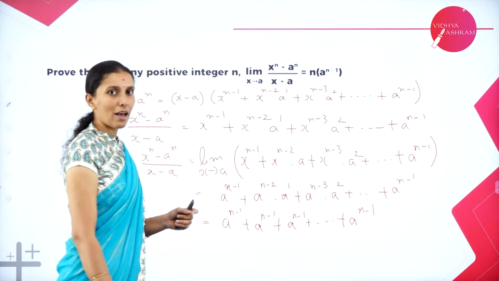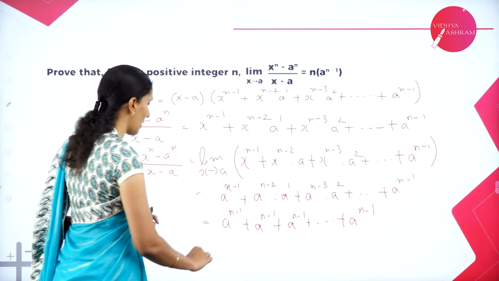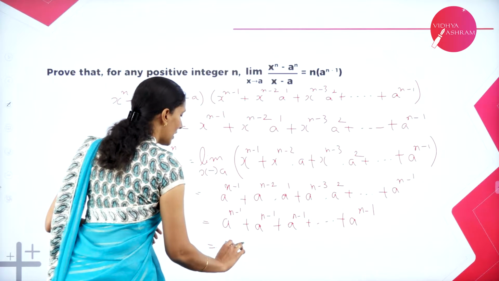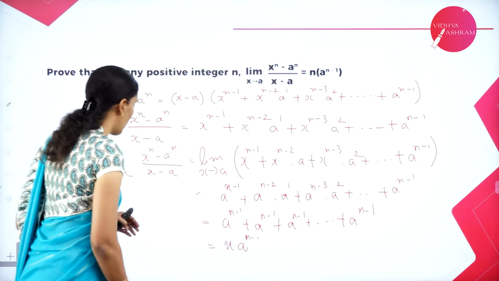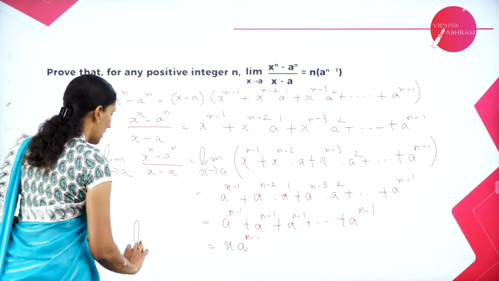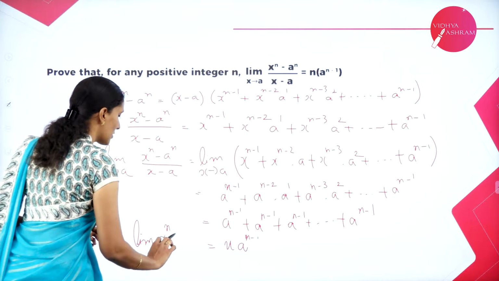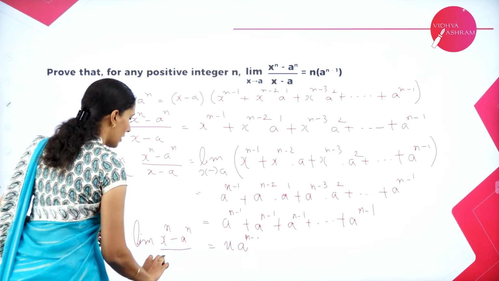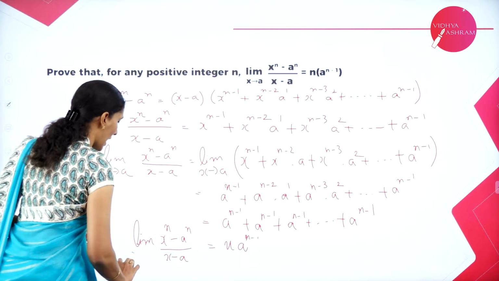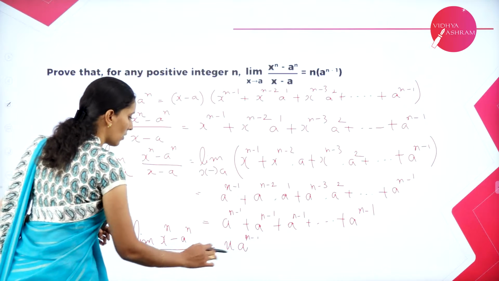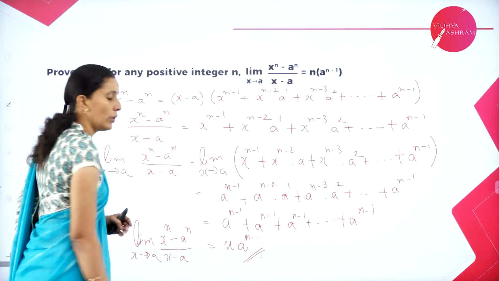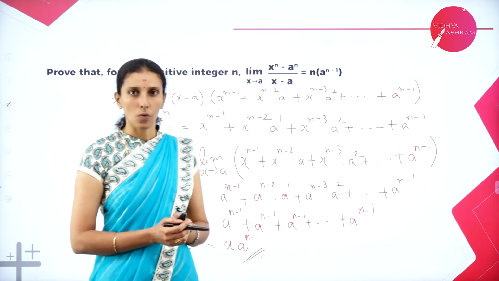How many times we have a power n minus 1? That is n times. So therefore it is n times a power n minus 1. A very important result, that is limit of a function x power n minus a power n divided by x minus a as x tends to a is equal to n into a to the power n minus 1.